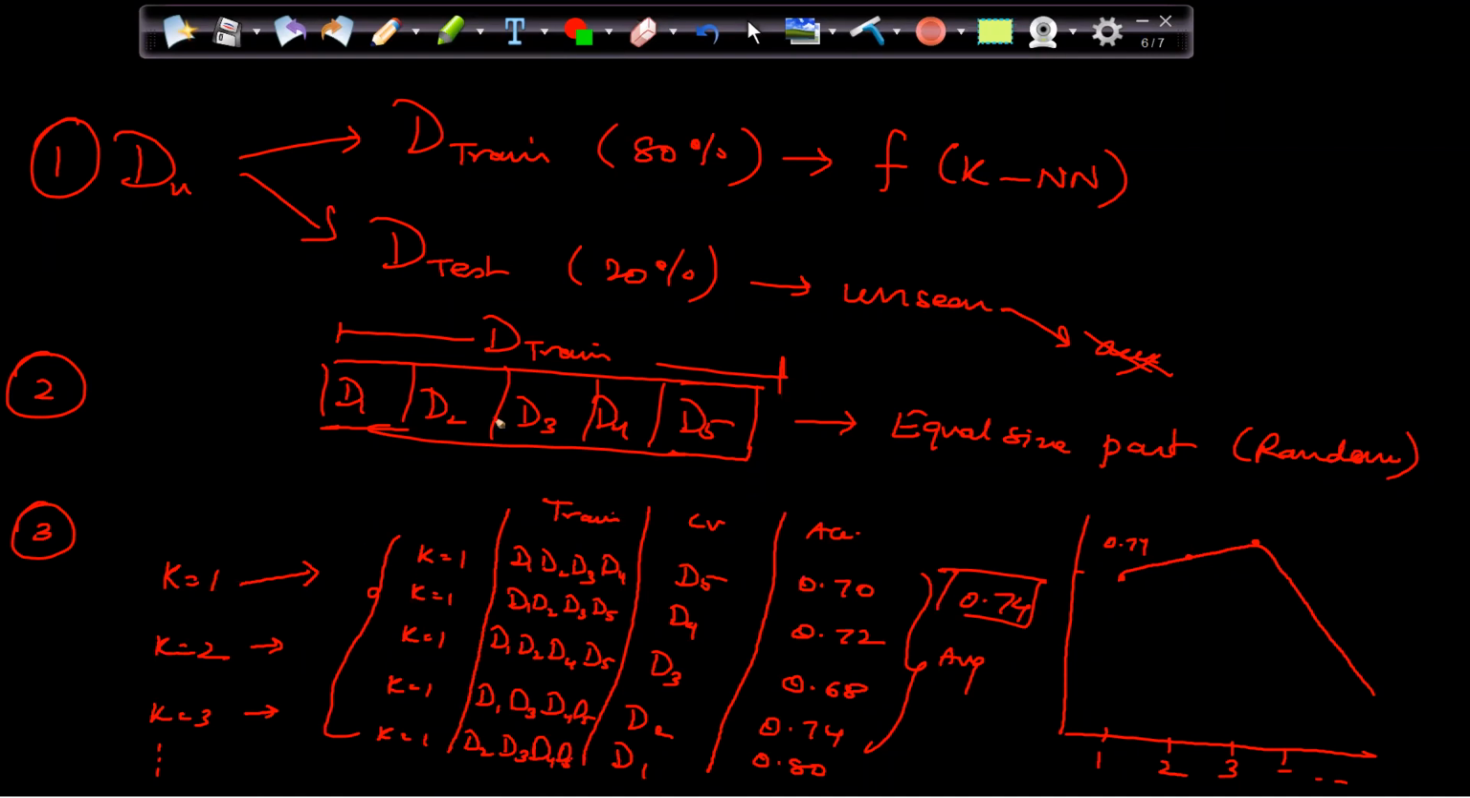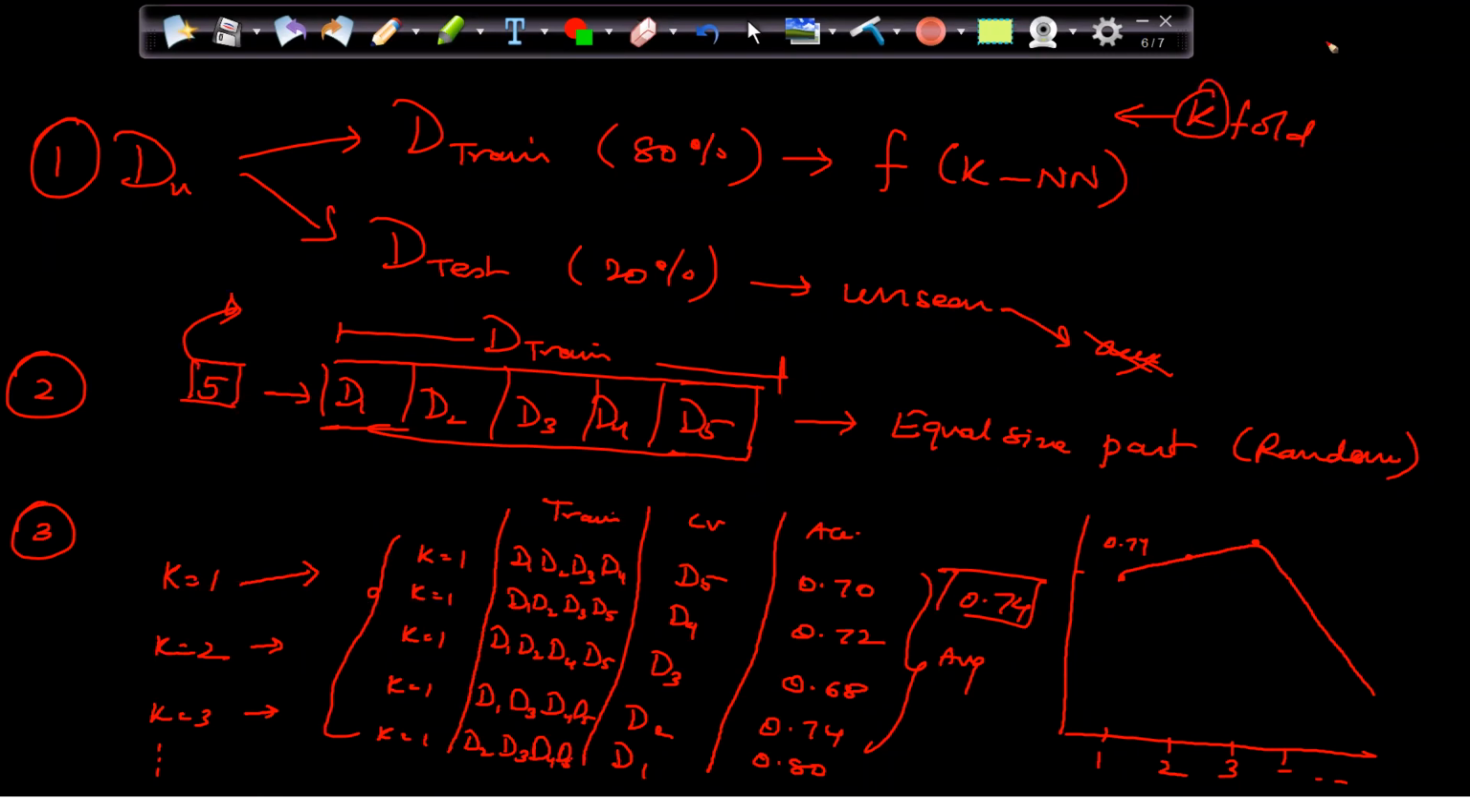I am using my data. I'm folding the data into 5 parts. So this is known as k-fold validation, k-fold cross validation. And this k is nothing but 5.